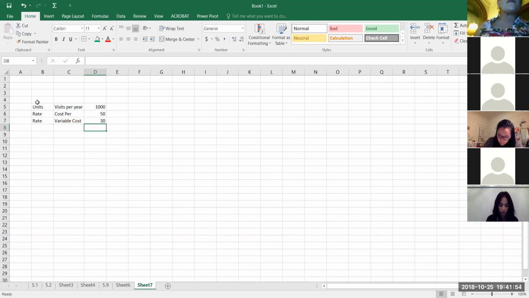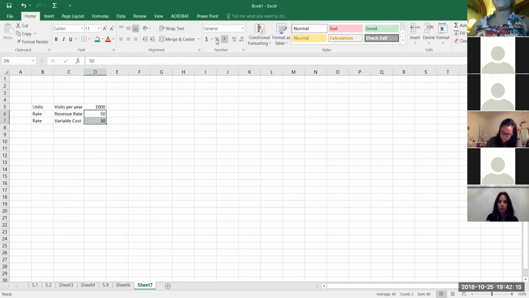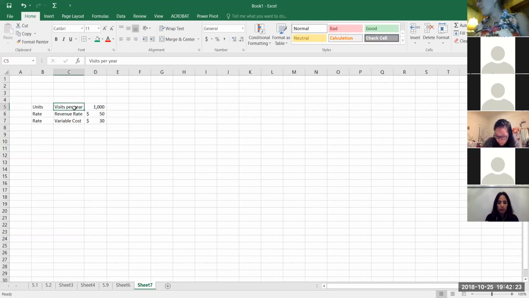Okay, I'm sorry. This actually is not cost, it's revenue. So they're charging $50 per visit, right? They're charging their patients. It's the revenue rate. And then there's your variable cost rate. So it's 50 that they're making per visit and 30 that it's costing them per visit. And they have 1,000 visits per year.